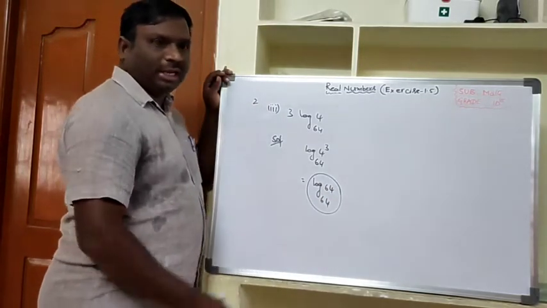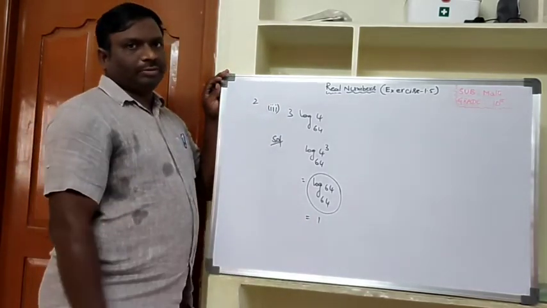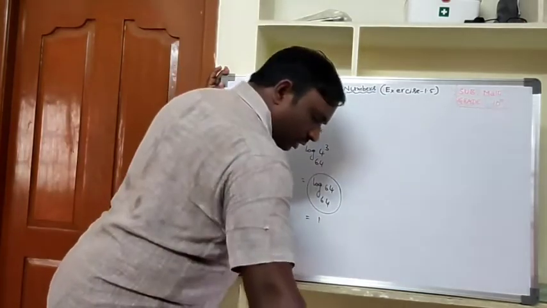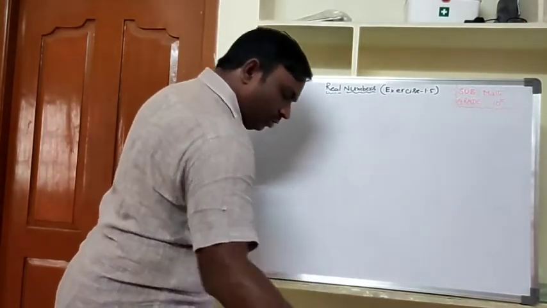This is a single logarithm. What is the value they are asking? Log 64 base 64 is 1. Okay, like this you can do. So the fourth question I will explain. Fifth question you can do on your own.